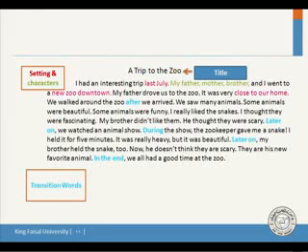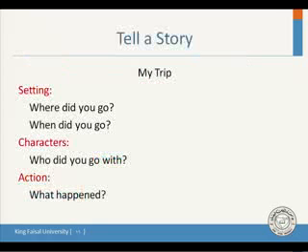I want you to write a similar paragraph. In this paragraph, you can ask yourself questions. These questions can help you write. Where did you go? To Riyadh, for example. When did you go? Last week. Characters. Who did you go with? Your father, your mother, your brothers, your family. Action. What happened on this trip? What happened?